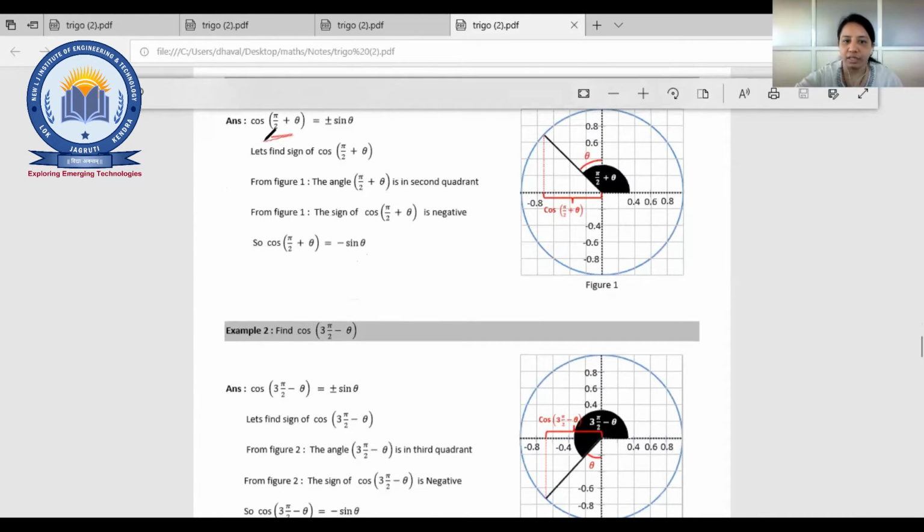Pi by 2 plus theta. So obviously it will be in the second quadrant. But now we need to check the sign of what? Cos theta. Whatever the left side function is, so plus or minus sine theta. So obviously the answer will be sine theta. Now this sign will depend upon what? Cos of pi by 2 plus theta, right? So what is the sign of cos in the second quadrant? That is negative, right? So obviously here the sign will be negative.